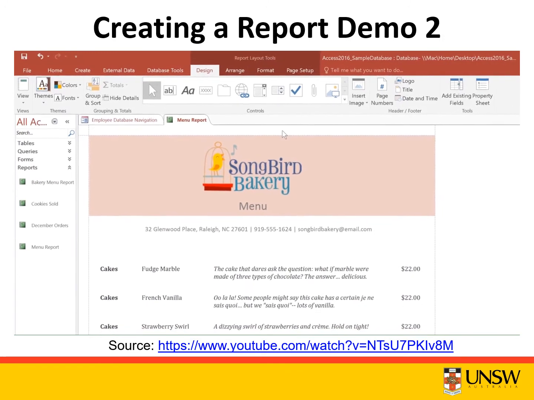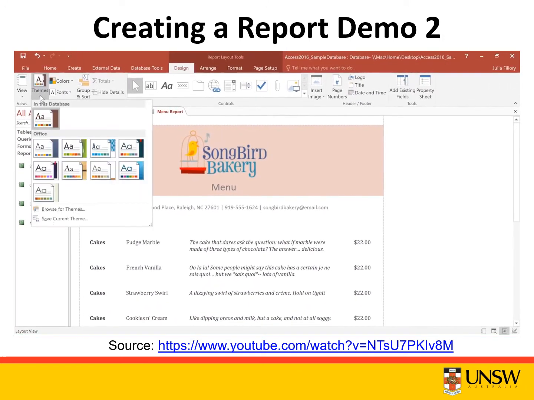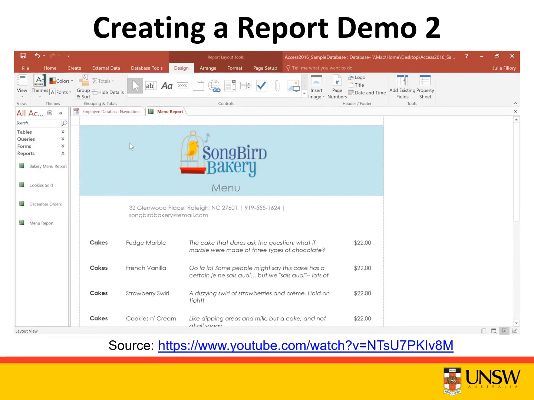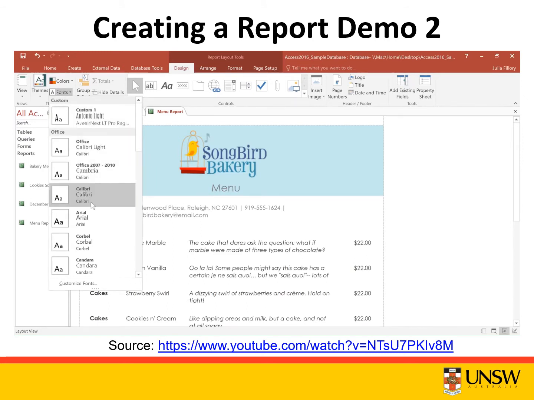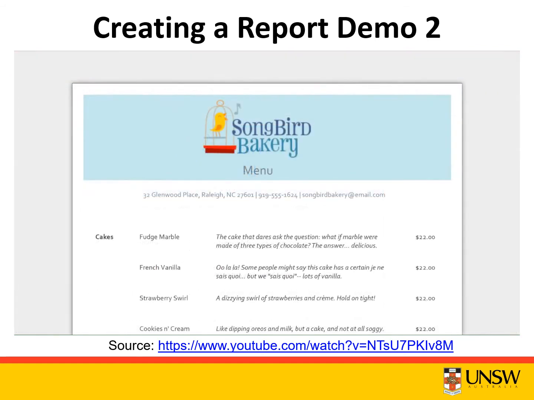And finally, you can change the overall look of your report by selecting a different theme. A theme is a set of colors and fonts that applies to your entire database, and that means it can affect your other objects as well. If you want, you can even mix and match colors and fonts from different themes. All of these little details that we've added to our report make a big difference, and now it actually looks like a real menu that we can print and give to our customers.